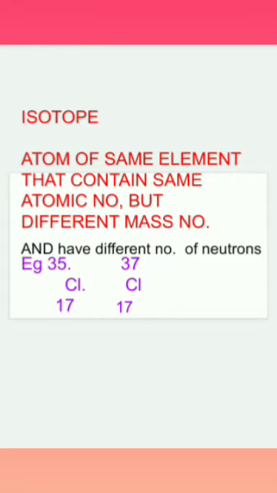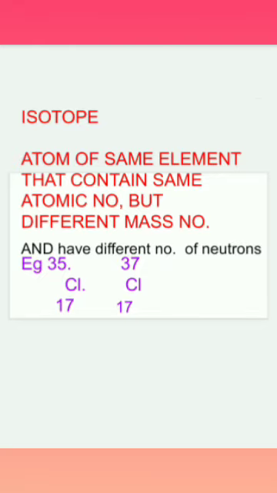And then, what is known as isotope? Atoms of the same element that contain the same atomic number but different mass number. Why does the mass number change? Because the number of neutrons present in the nucleus varies. Then only the mass number changes.